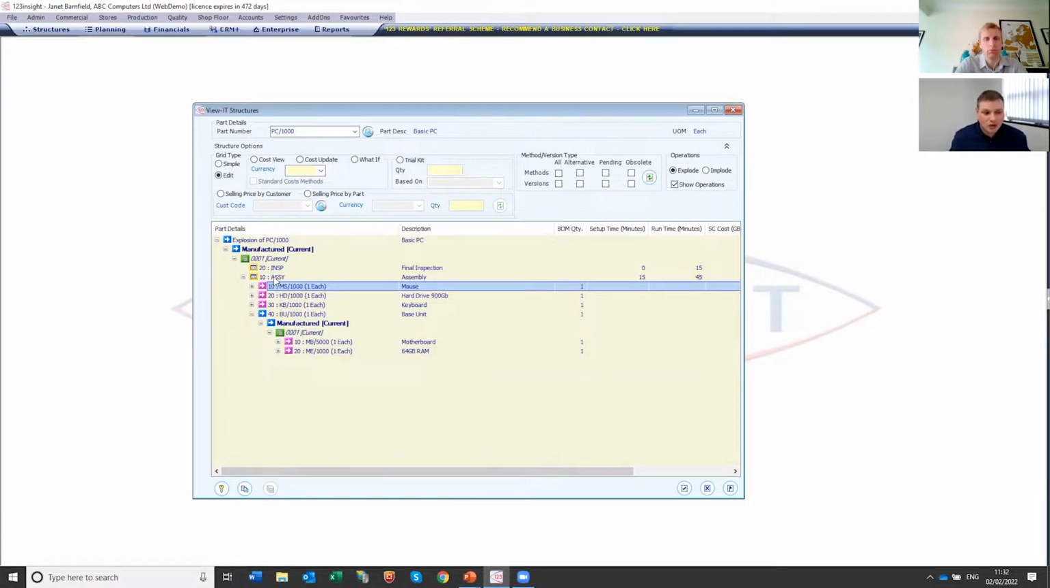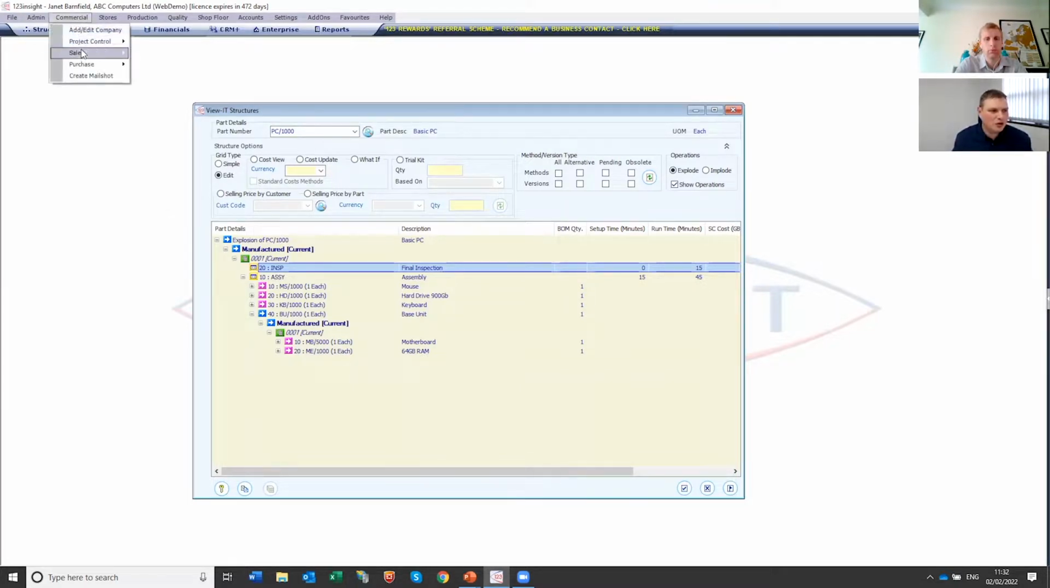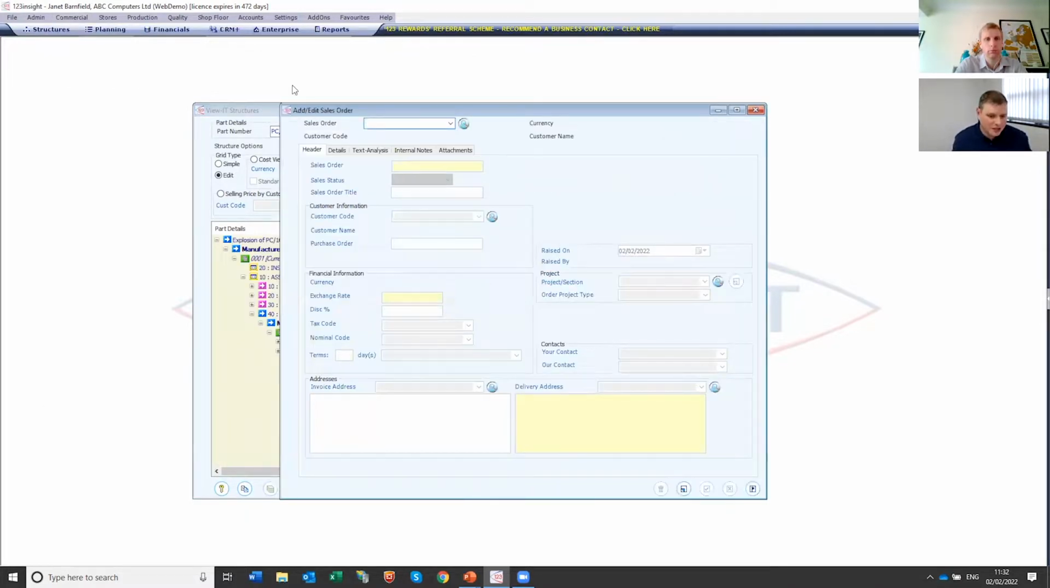And by the way, I've also got some routing in here, some operator steps that we go through. So I'm saying when we put this PC together, we also do some assembly and we do some inspection. And that's actually what feeds into the capacity plan in a minute. So let's go and put the sales order on. We will just put a quick sales order in here to put some demand into the system.